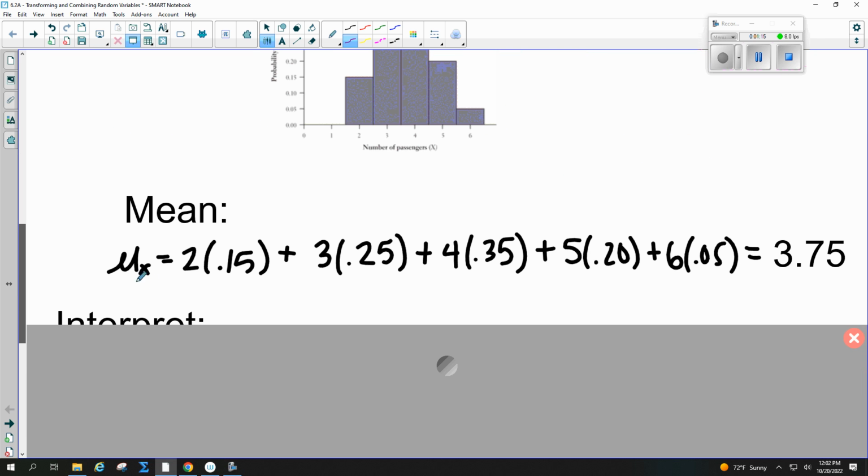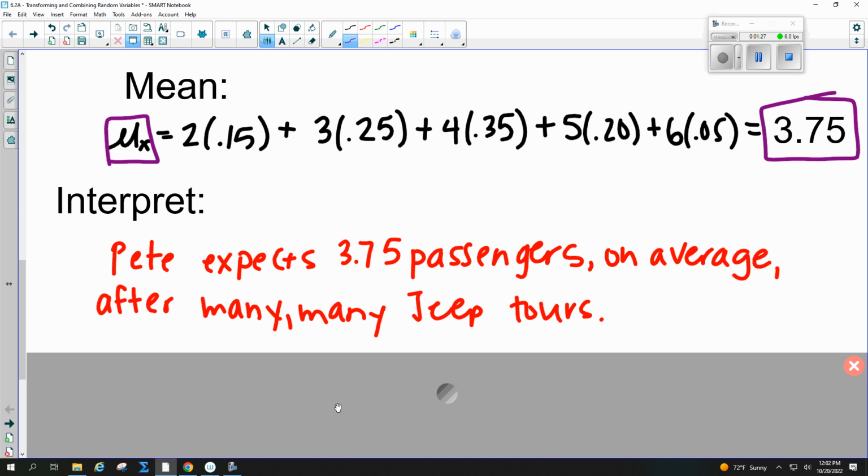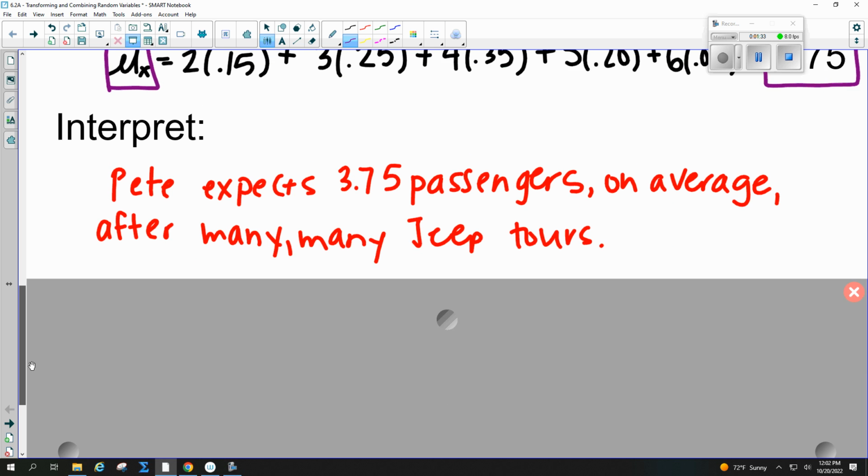So notice I wrote mu of x, okay? So the mean number of passengers. So this means the mean number of passengers is 3.75. All right, and then make sure you can interpret it. So Pete expects 3.75 passengers on average after many, many Jeep tours. All right, always a long run probability.